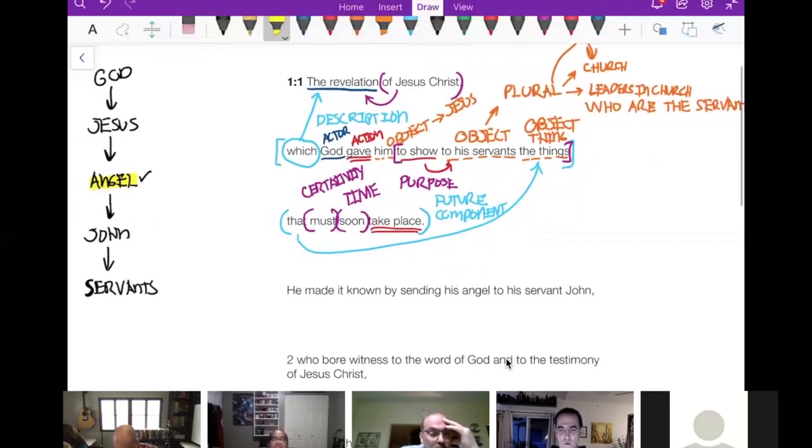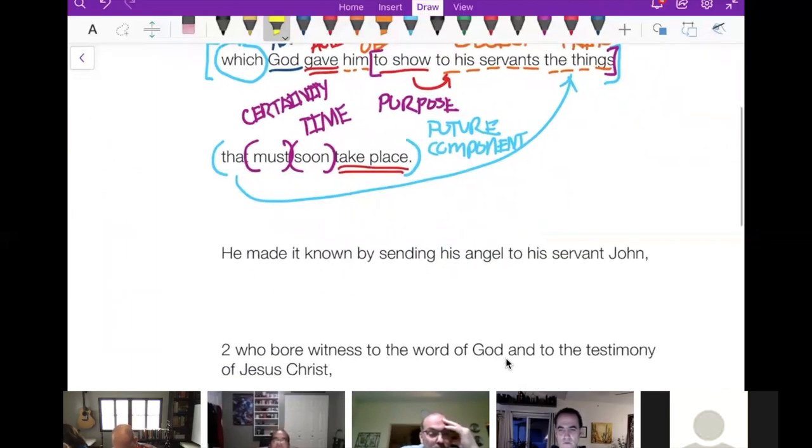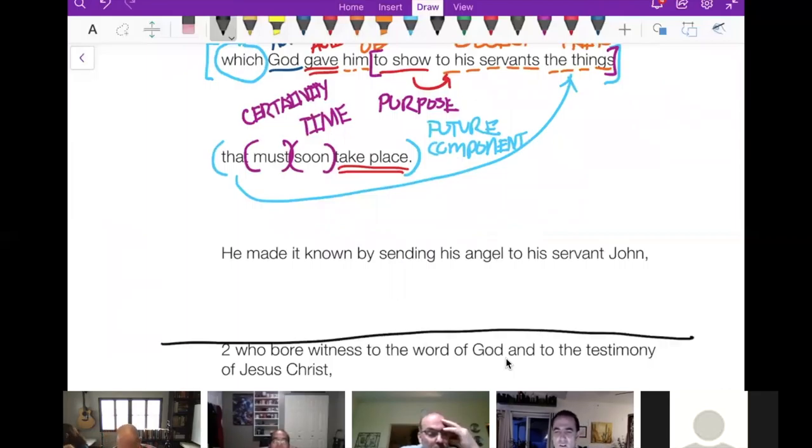Let's finish down here. I guess I haven't really highlighted. So let's look right now at what are some significances. Paulo mentioned to us that the agent is an angel. So this is an agent here, and it's going to the servant John.